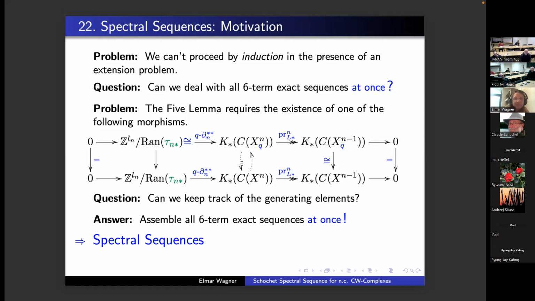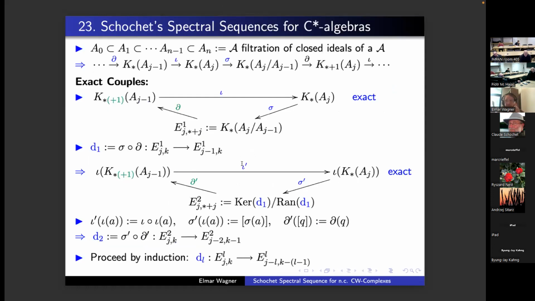I haven't had time. But the spectral sequence gives us a lot more information and skips the induction process. And that's all done in Schochet's papers, so there's nothing I have to do. I can just copy it from the paper, and we construct the spectral sequence by the next couple. So we have these. Sorry, Elmar.